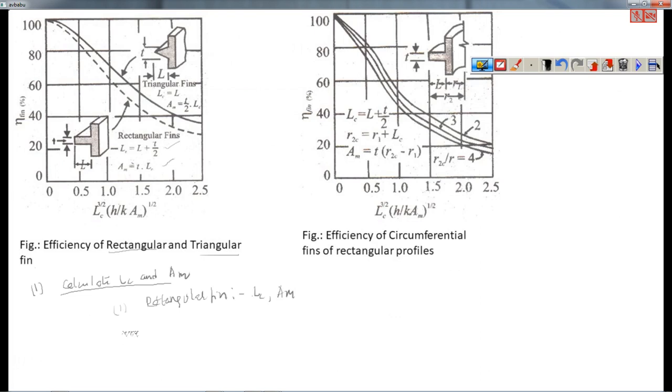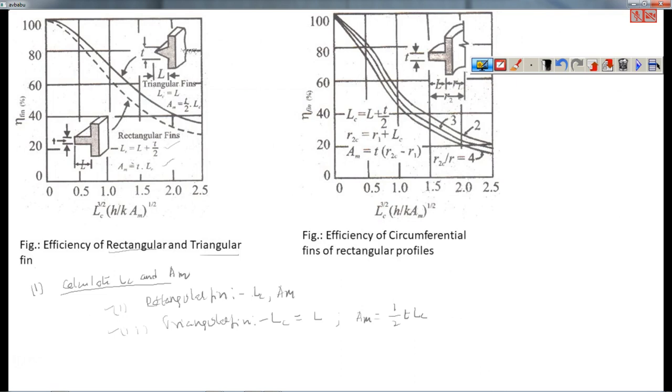Then in case of a triangular fin, half into AB, area is going to be therefore for a triangular fin, LC is given as L only. And the mean fin profile area AM is equal to half into T into LC. Once you know it, these are the two fin shapes you got.